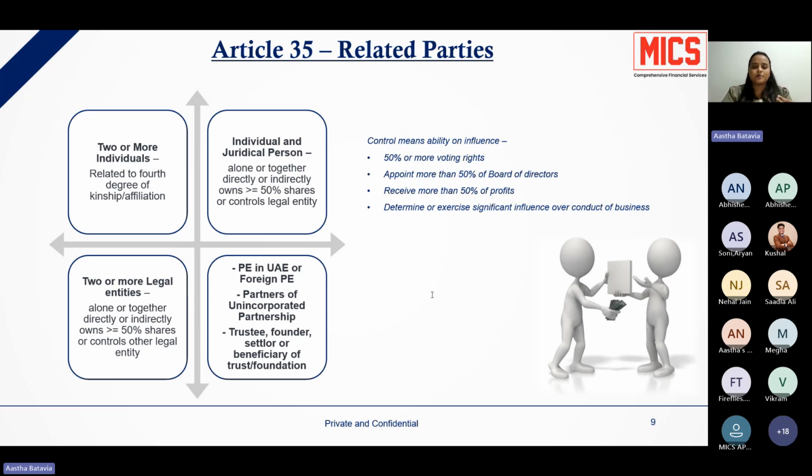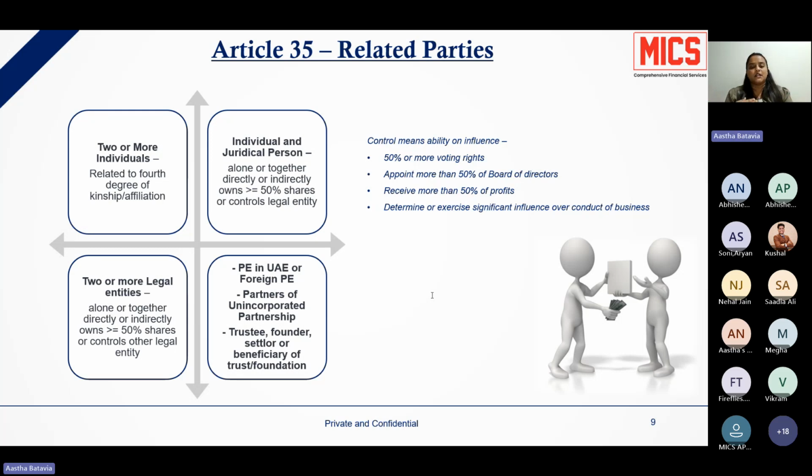Now let's briefly understand what control is, because till now I have been talking about owning or controlling. Now they have also defined what control is. Control doesn't just mean ownership. It includes if you have 50% or more voting rights, or if you are in a position where you can appoint more than half of the board of directors of any company, this situation will also lead to creating control in any juridical person.